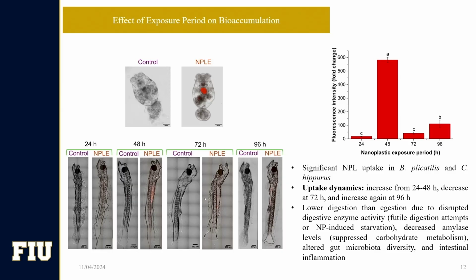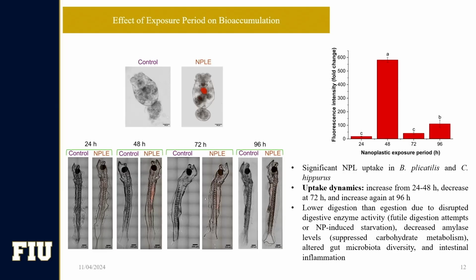Our nanoplastics are fluorescent engineered nanoplastics that we buy commercially. They're red. So where you see that bright redness, as the nanoplastic uptake in the fish, this was different lengths of exposure.